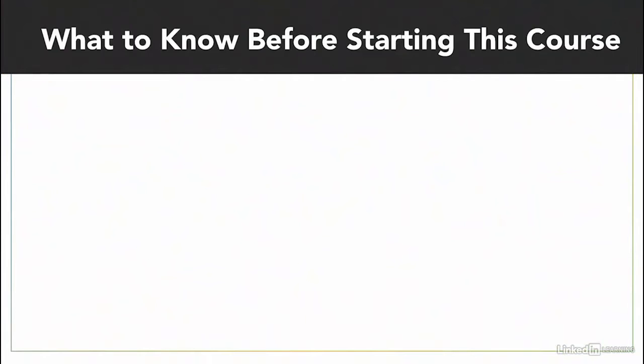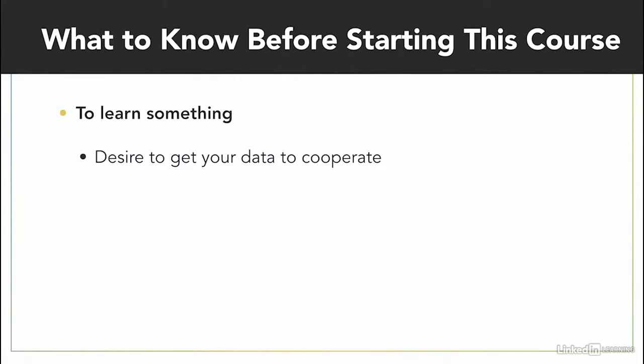What do you need before starting this course? There are two ways of thinking about that. First of all, you just need a desire to get your data to act right. There are a lot of basics that you can get out of this course, like splitting a column by a delimiter. To do that, you just need to know what a comma looks like. That's all.